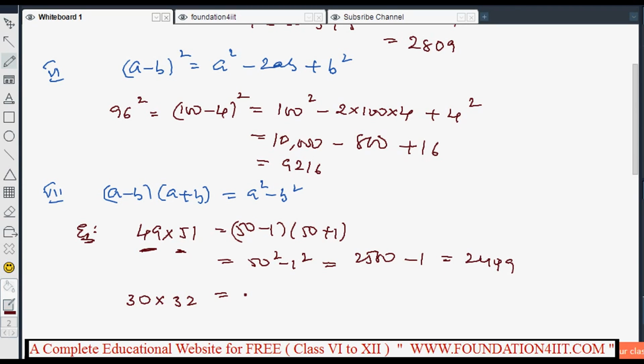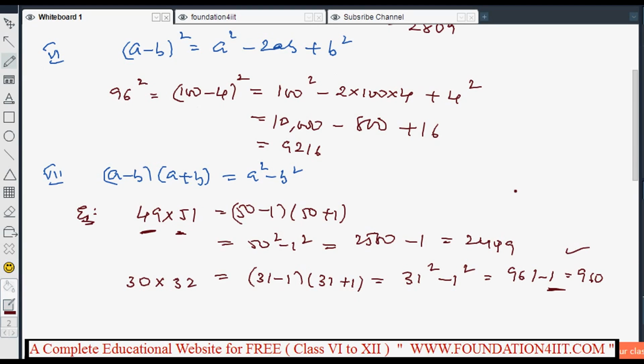Now 30 into 32 is also similar. This is near to 31: 31 minus 1 and 31 plus 1. So 31 square minus 1 square. 31 square is 961, minus 1, 960. So this is finding the products using these identities.